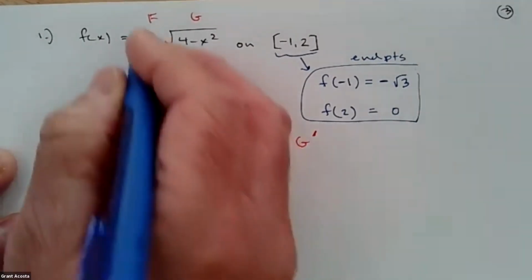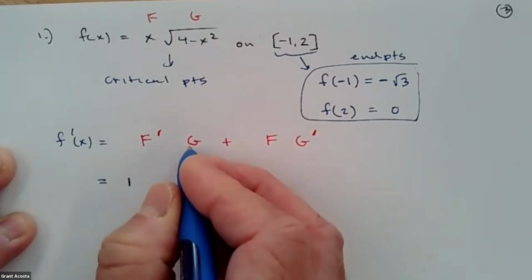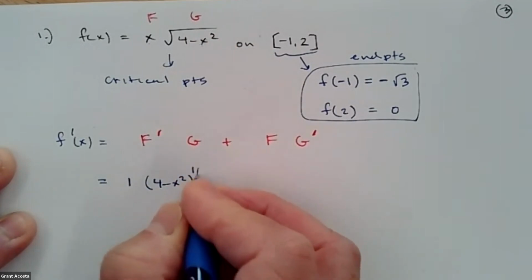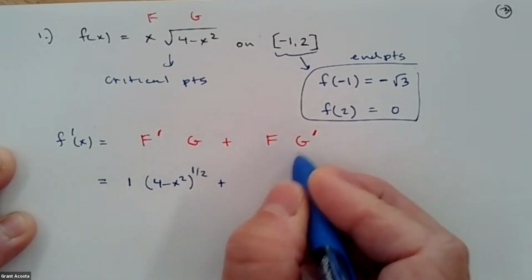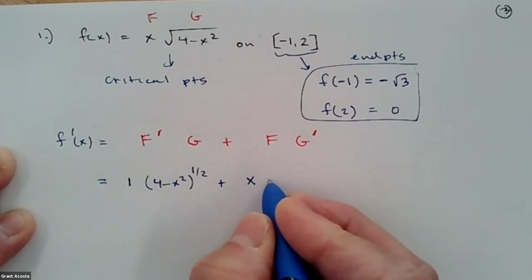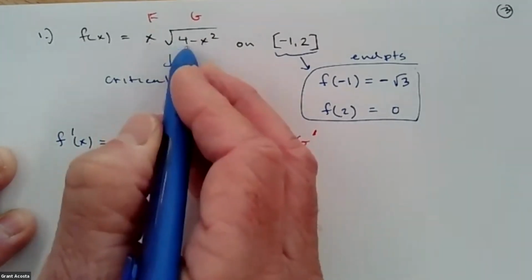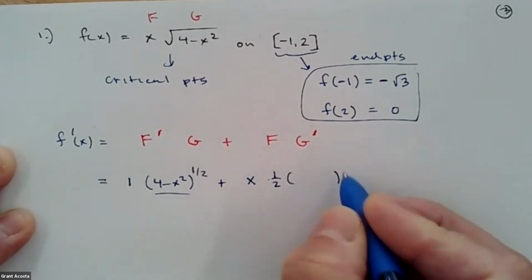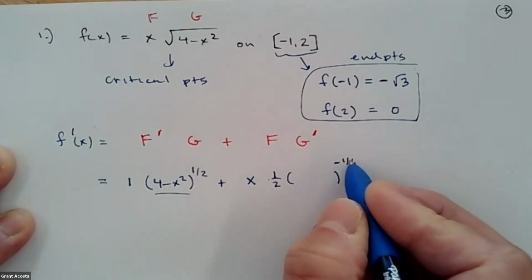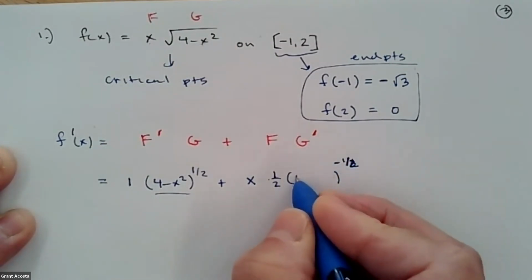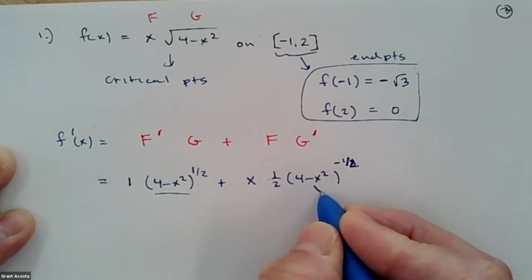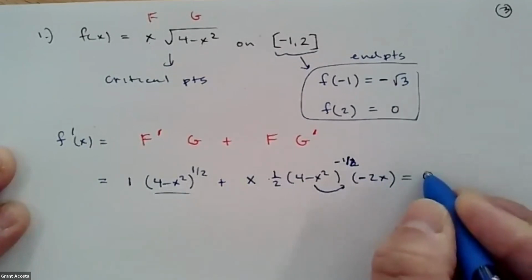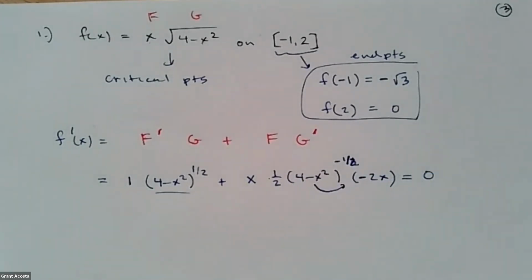Okay, so we have the derivative of x is just 1 times g, but I'm going to write that as 4 minus x squared to the 1/2 because that's going to help me take the derivative over here, plus x. And now the derivative of g, that's a chain rule. 1/2 stuff, subtract 1, that's to the -1/2. Don't change the stuff, and then multiply by the derivative of the inside, which is -2x. And now I've got to find out where this whole mess is equal to 0.